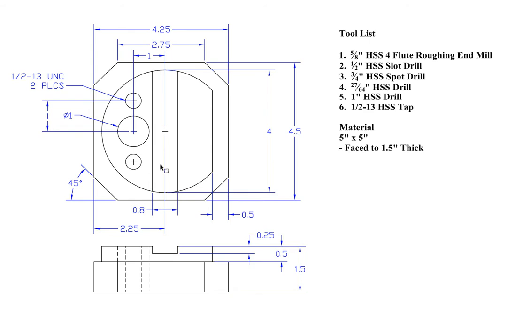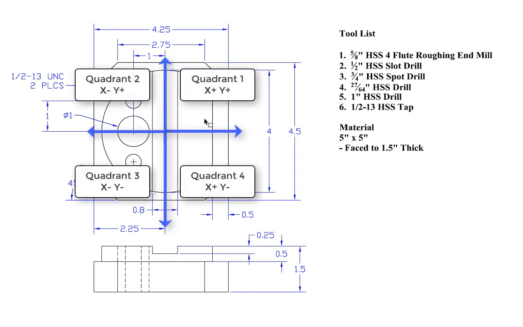determine that. In this case, for this part, I would make the center of this C shape, which is not the center of the part on our X axis, but is on our Y. If this becomes my part zero, then this portion of the part is in quadrant 1, and all X and Y values will be positive.